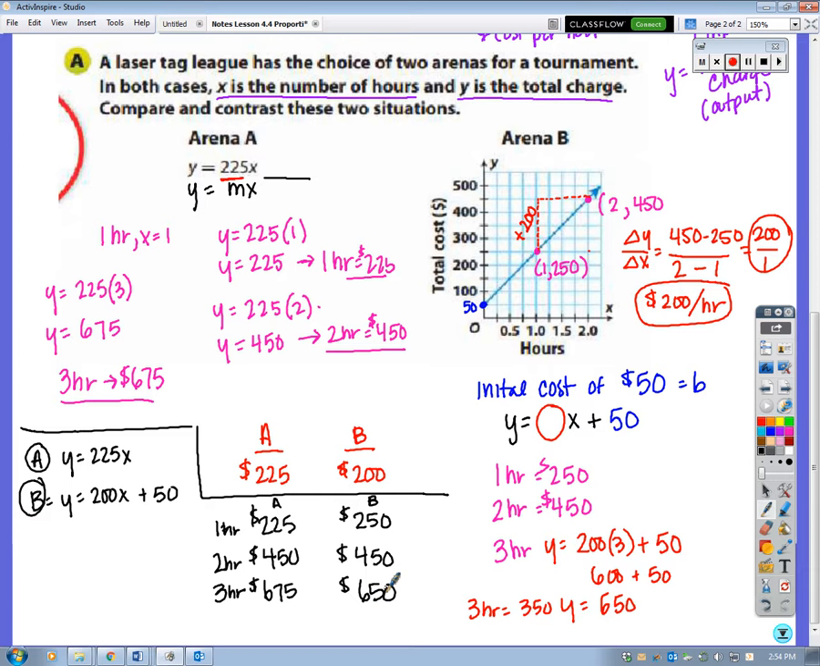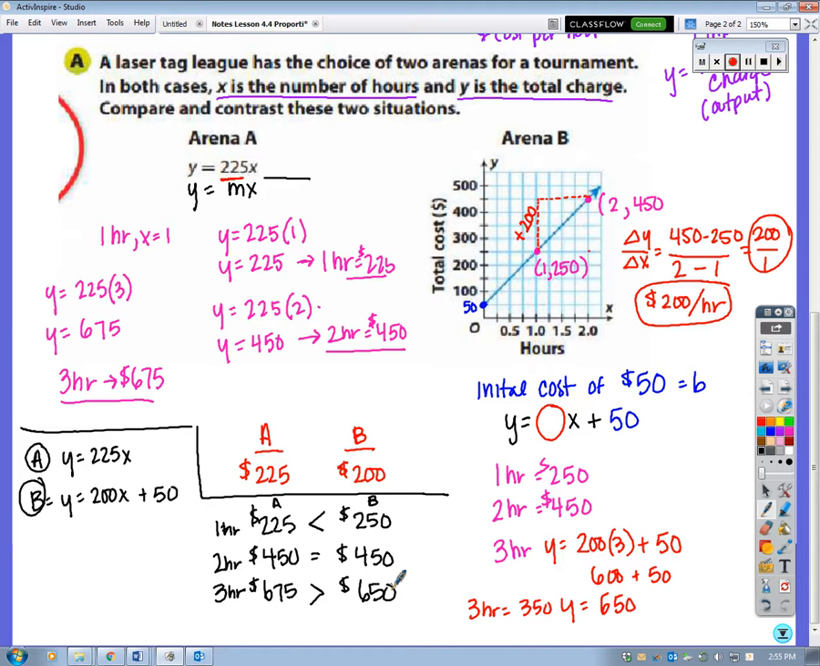So, what we can deduce here is that depending on how long the laser tag league wants to play will depend on which arena is a better option. If they want to play for 1 hour only, arena A is a better option. If they want to play for 2 hours, either arena is going to cost the same. But if they want to play for 3 or more hours, arena B is going to be a better choice because it costs less than arena A. And that trend will continue. So even though it has an initial cost, after 3 hours or more, it's going to be a better deal.